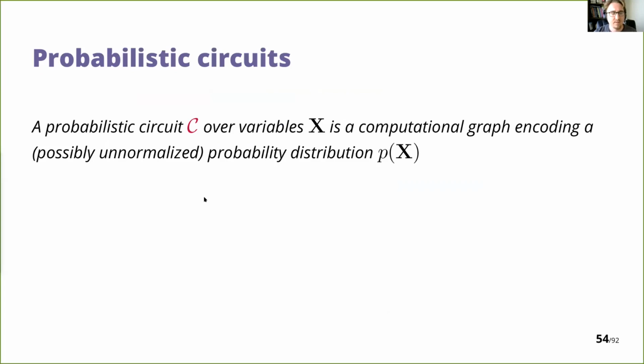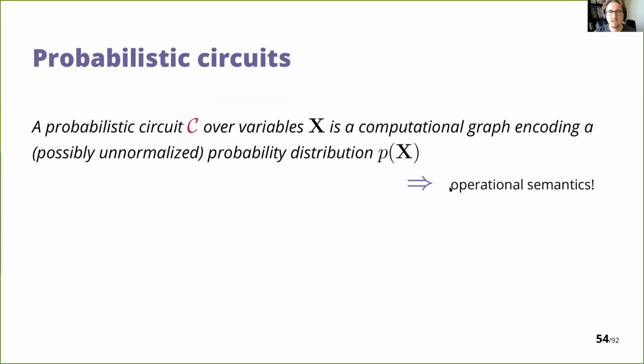Okay, so what's a probabilistic circuit? A probabilistic circuit is some computational graph, and I'll show you specifically what that means in just a second, over the random variables x. And this computational graph is encoding a probability distribution, which is of course the thing we're after. It could be a normalized, possibly an unnormalized distribution. Okay, so that's a very vague definition. So let's maybe try to build it up from a few examples.